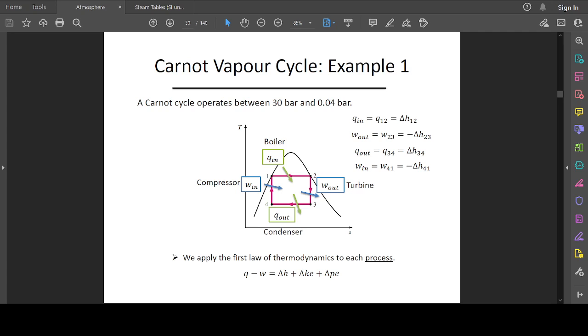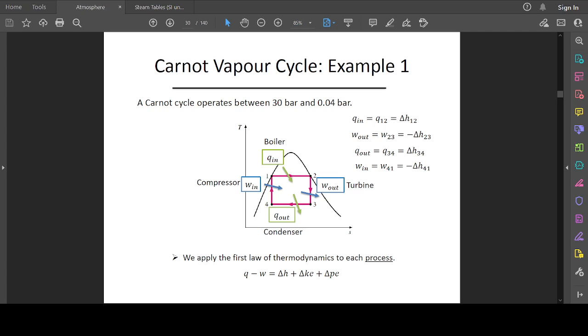Okay, so the work done by the steam at this point, so that we can calculate that, is W2 to 3, at stage 2 to 3, and that has to be a negative work output because the steam itself, the working fluid, did the work. So it becomes a negative change in enthalpy of these two positions, okay.